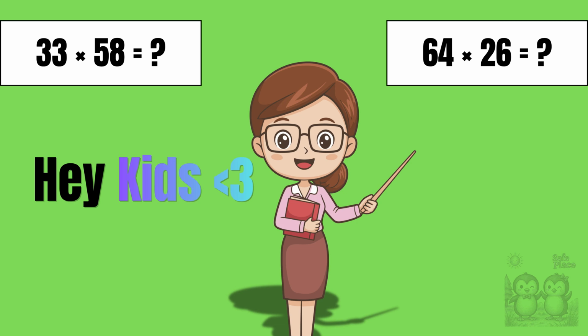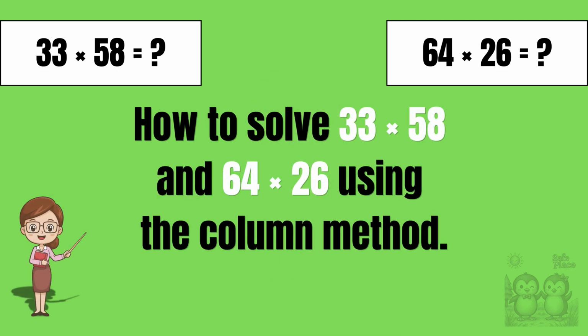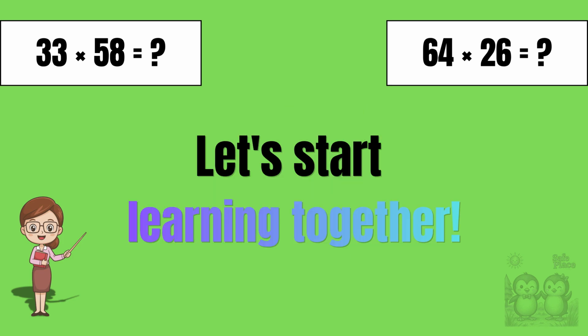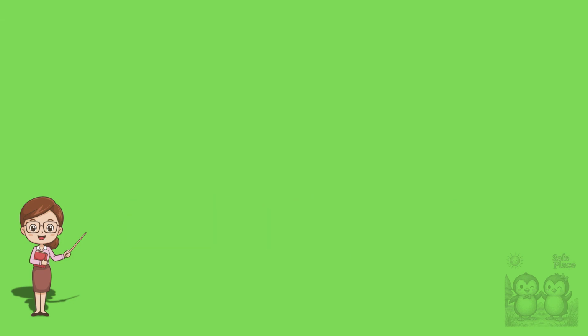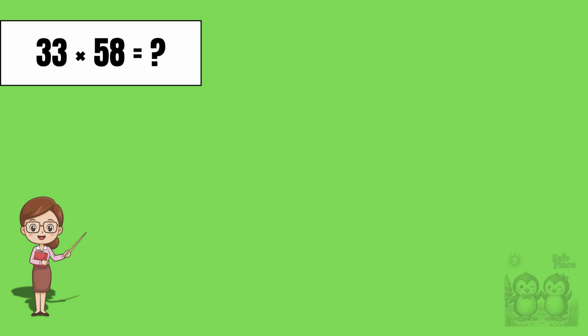Hey kids! Today, you will learn how to solve 33 times 58 and 64 times 26 using the column method. Let's start learning together. Let's start with our next multiplication problem. 33 times 58. In our first step, we need to set the problem up.